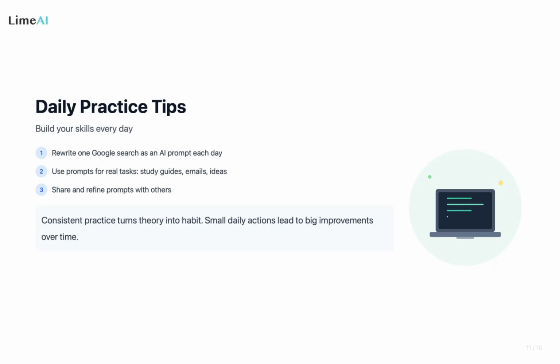Another tip, use AI prompts for real tasks. Need a study guide? Write a prompt like, create a 10-question quiz about World War II for 8th graders with multiple choice answers. Drafting an email? Try, write a polite email to my professor asking for deadline extension due to illness. The more you apply prompting to real life, the more natural it becomes.